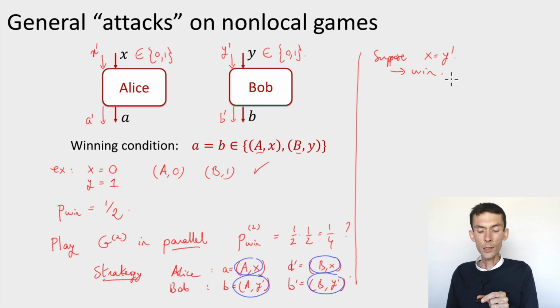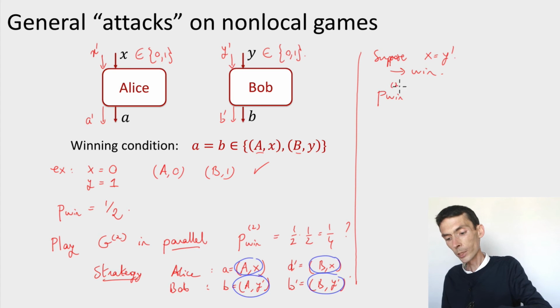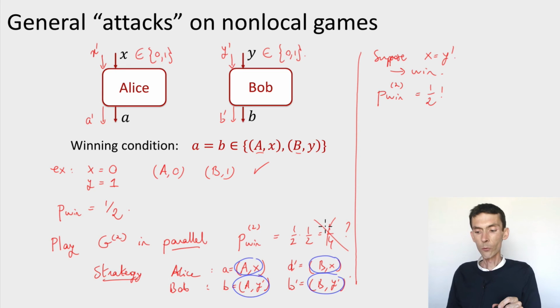But what's the chance that X is equal to Y prime? X is a random bit, Y prime is a random bit, probability half, they're equal. So we get a winning probability for this repeated game which is a half, not a quarter, as we thought before. So in this case, coherent attacks are much better than collective attacks.